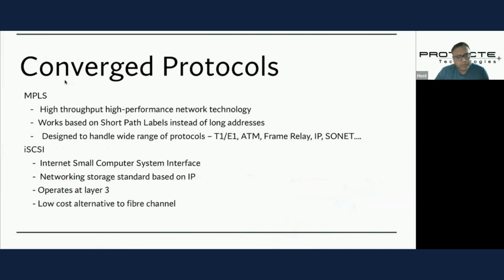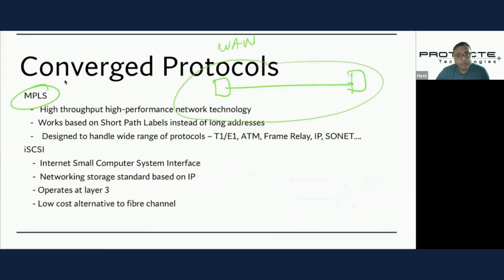There are many converged protocols. MPLS is a converged protocol used to attach network switches on the WAN links. Your ISPs use such protocols for connecting routers over the internet. So it is basically for wide area networking, not for local networking.